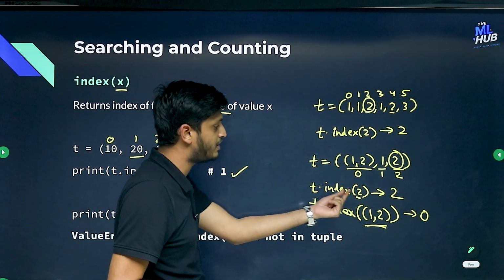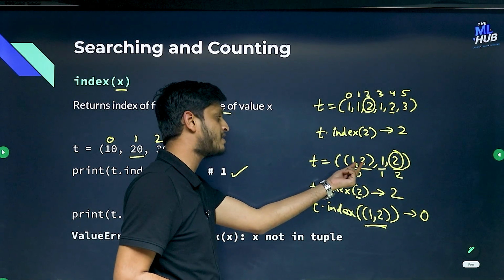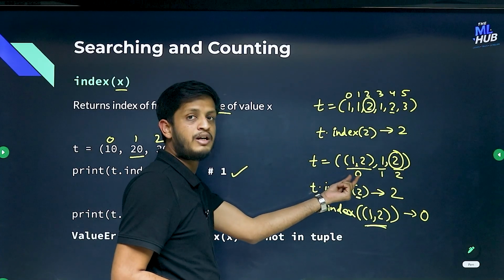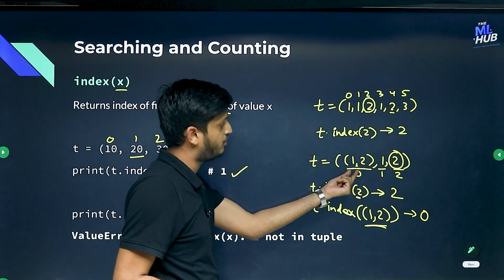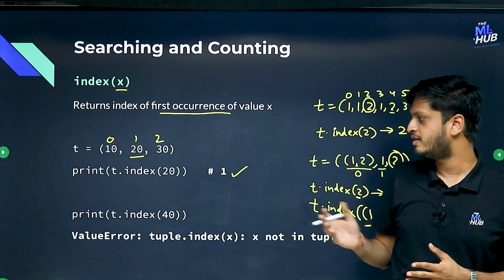Index function will search for the exact same element. This element is present inside the tuple which is present at index 0, but it is not equal to the element at index 0. So it will move forward and search, okay? So this is how the index method works.